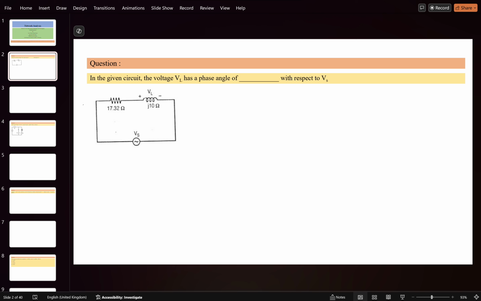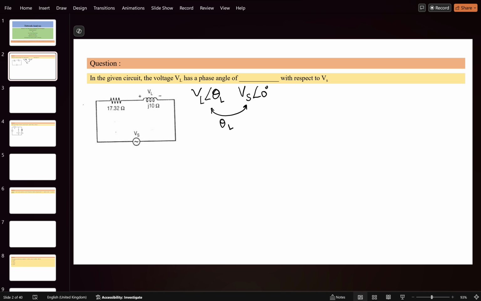Okay, let me give the solution for this problem. The question is asking the voltage VL phase angle. It is asking what is the angle of VL. Suppose this is theta L, and that too with respect to VS. It means that if you are considering VS angle 0 degree, the phase angle between VL and VS will be theta. So how to calculate that?